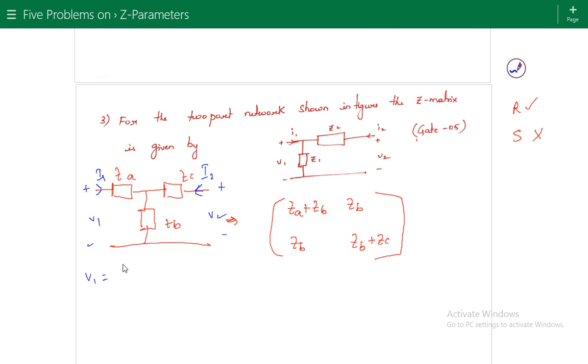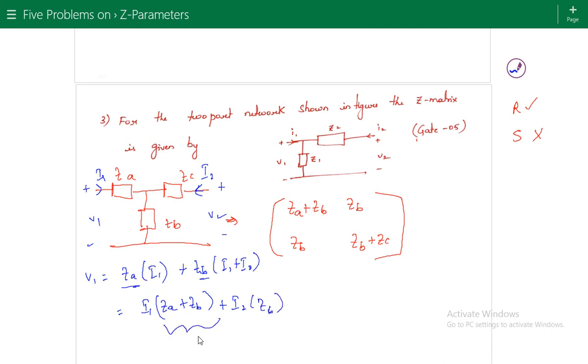See here, V1, what can I write? V1 equals the voltage drop across ZA and the voltage drop across ZB. What are the currents flowing in ZB? I1 plus I2. So I can write I1 into ZA plus ZB, plus I2 into ZB. Compare with the standard equation. What is this? This is Z11, this is Z12.